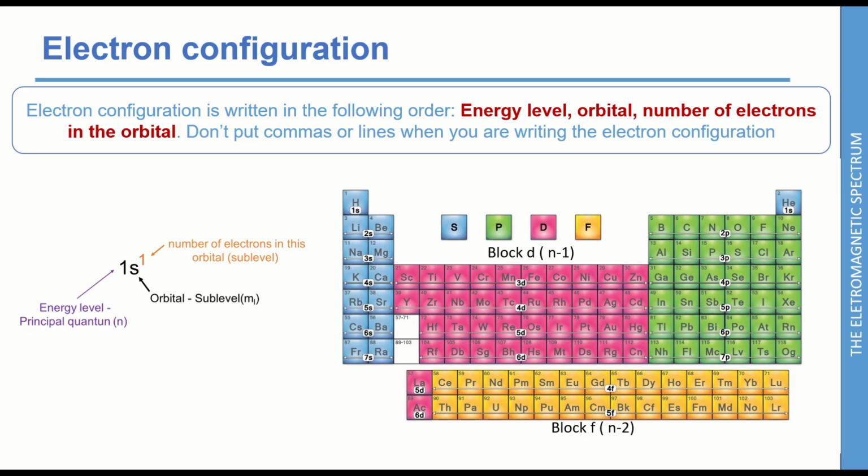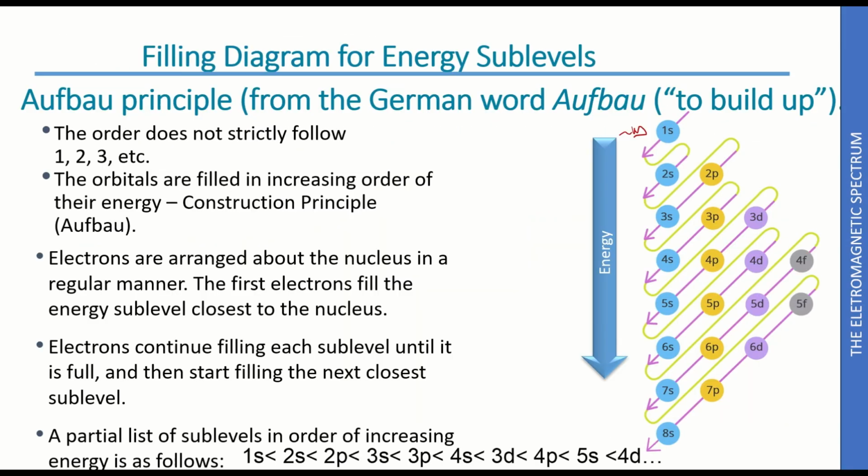So electron configuration is writing in the following order: energy level. We start with the lowest energy, and every single element starts over here. Remember, let's say this will be the streets, and then we have the number of the house where the element is located, and we have the number of electrons and the orbital. So don't put commas or lines when you're writing the electron configuration. We have the energy level first, then the orbital sublevel, and then the number of electrons in this sublevel. Okay?